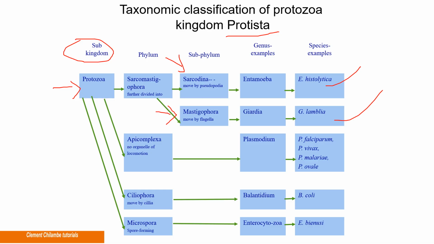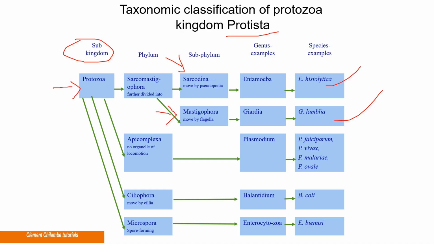Okay. This is just under the protozoa subkingdom, and under phylum, Sarcomastigophora, and subphylum Sarcodina or Mastigophora. Then the Apicomplexa. Apicomplexa have no organelle of locomotion, and the genus example here is Plasmodium, the malaria-causing genus. Now the species: we have Plasmodium falciparum, Plasmodium vivax, Plasmodium malariae, Plasmodium ovale, and Plasmodium knowlesi. There is also that species, just that it's rare.